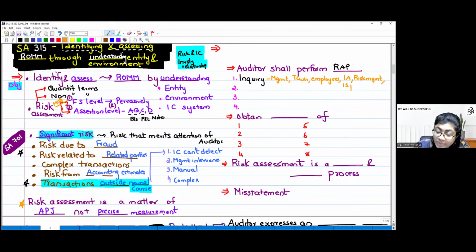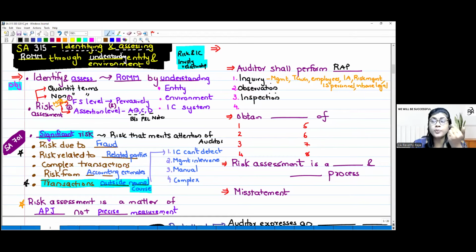You will inquire with information system personnel. You will inquire with in-house legal personnel, etc. After you inquire, what is the second one? You will perform observation. You will observe. After you observe, documents and records, you will inspect.